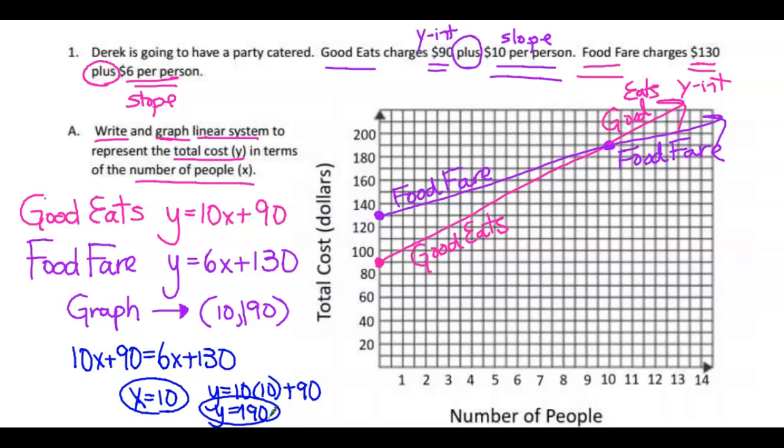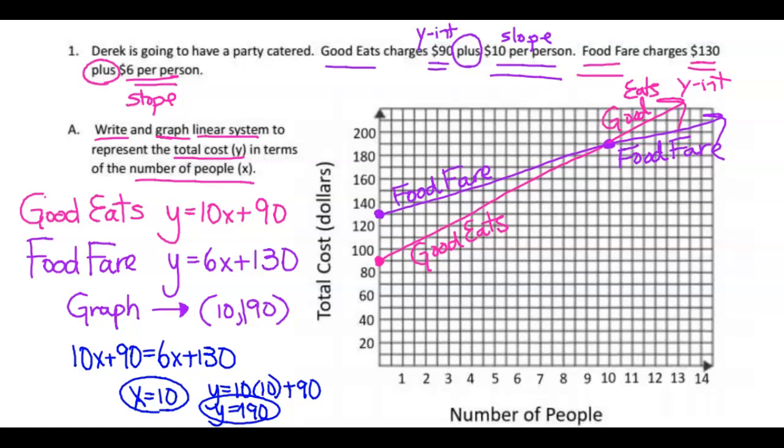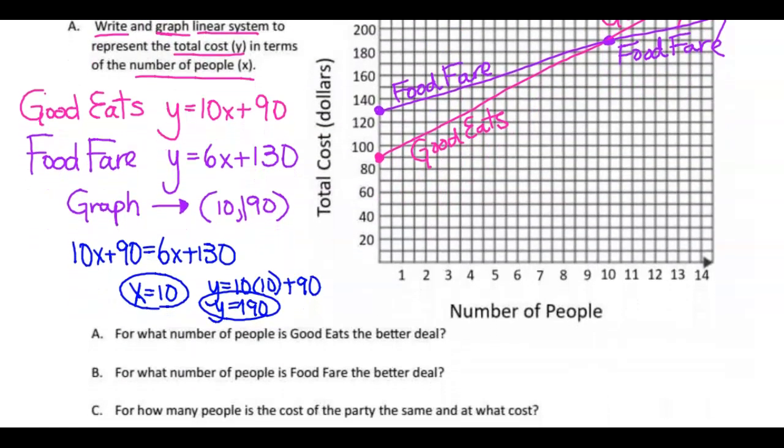Okay? So now let's go down and answer the questions that go along with this. The first one says, for what number of people is Good Eats the better deal? When it's better, it's cheaper. And the Good Eats line is on the bottom. So we know at 10 people, it costs the same. So for the better deal for Good Eats, you should have 9 or fewer people, because the pink line is below the purple.